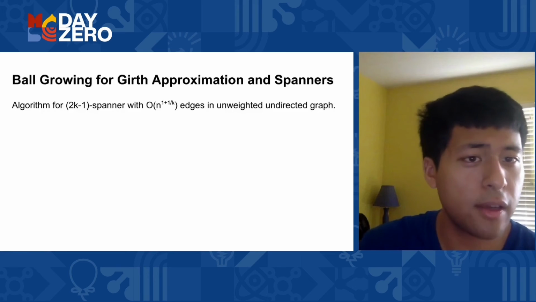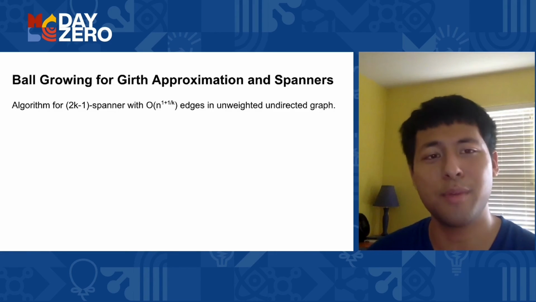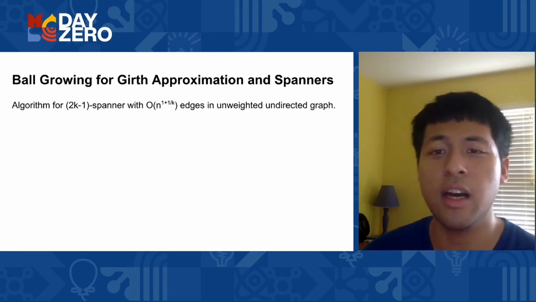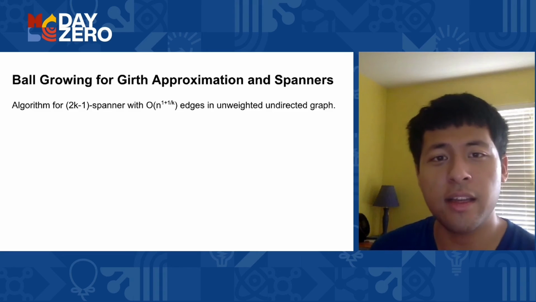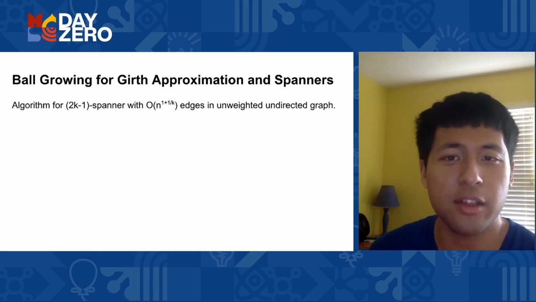So what is ball growing? To illustrate ball growing, I'm going to give an algorithm that computes a 2k minus 1 spanner with n to the 1 plus 1 over k edges in unweighted undirected graphs. As a reminder, a spanner is a subgraph that maintains all the distances up to a multiplicative 2k minus 1.